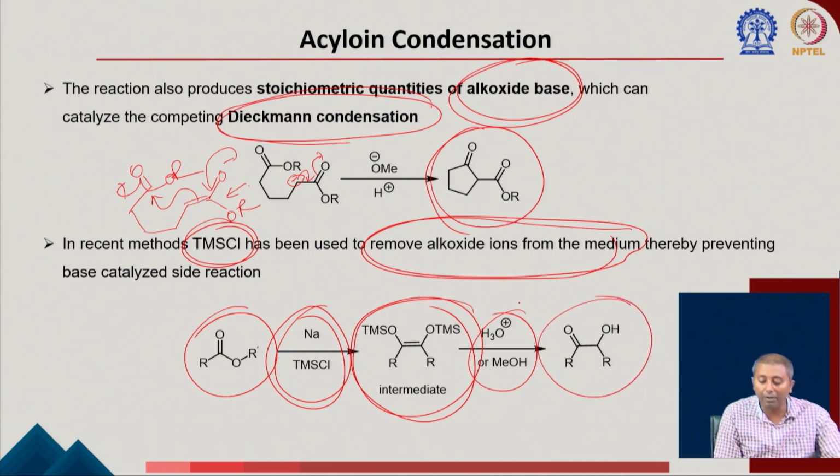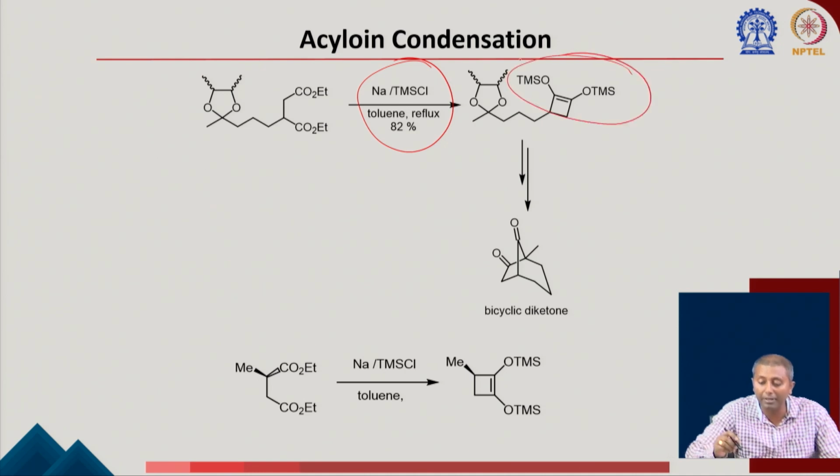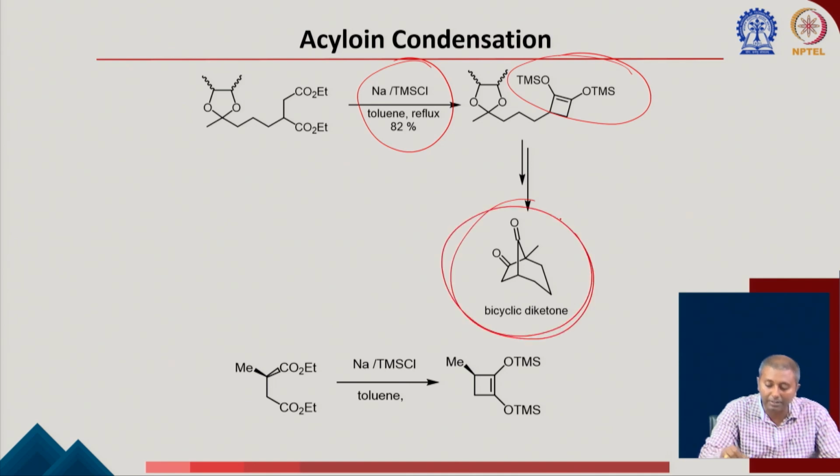Okay, so here what is going to happen is that you are removing the alkoxide ion from the medium by using TMS chloride. Okay, so that is one of the tricks you can use, so that now you have this OTMS formation happening, which can easily form the corresponding alpha hydroxy carbonyl compound. Again, there is an example here. Of course, you are using now the TMS chloride. So you have this, you are forming this corresponding OTMS here, which is going to form this bicyclic ketone here.